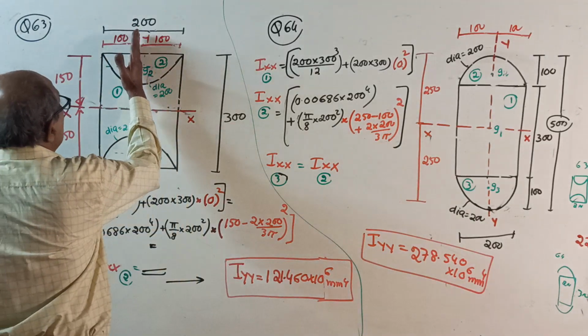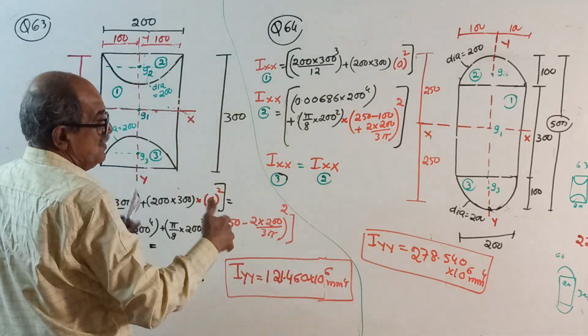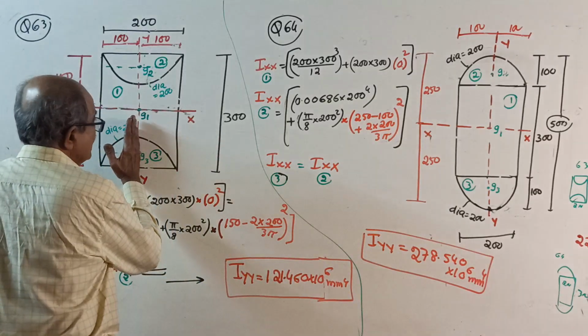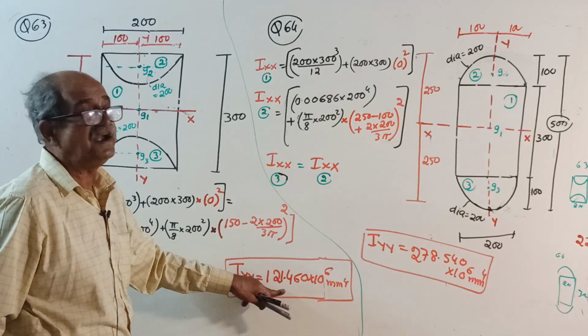I about its own axis plus area into 0 square. I about its own axis plus area into 0 square. Answer is there. Now you have tried it.